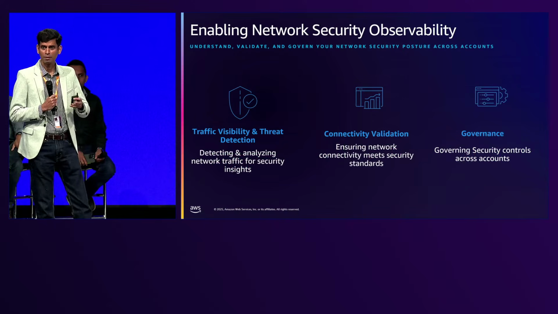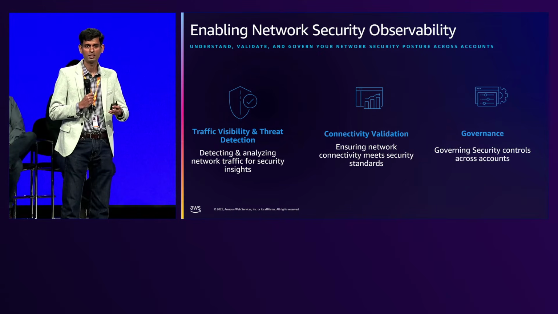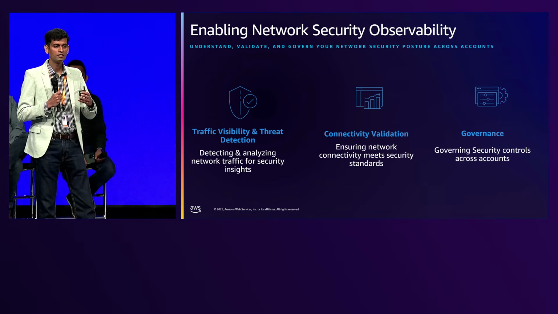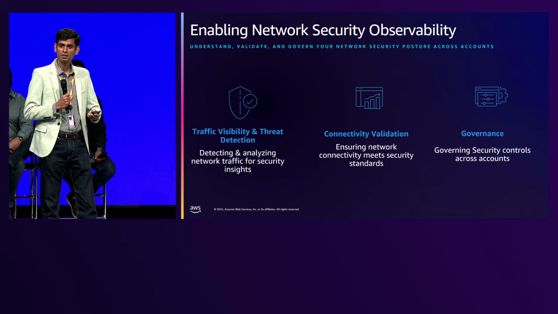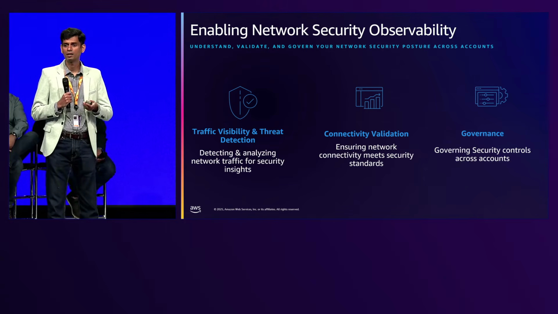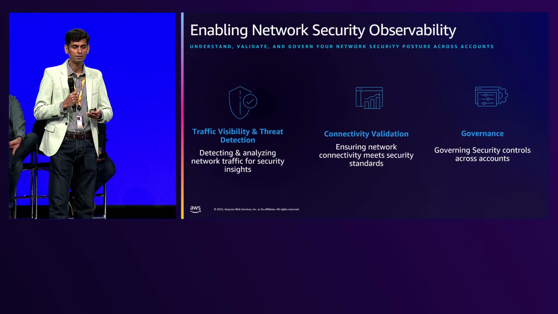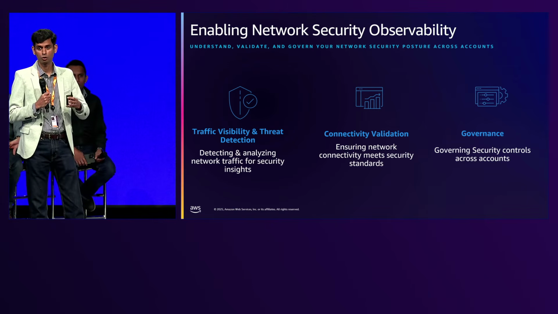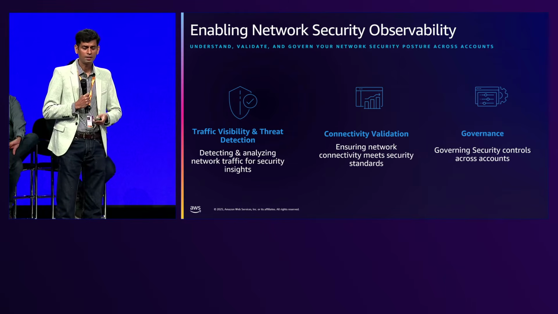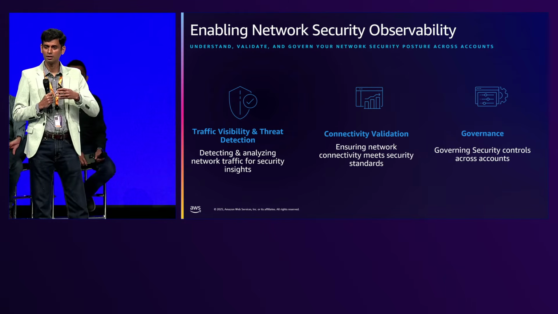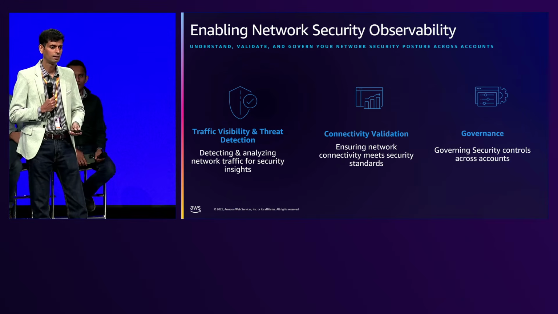So as your environment expands, one of the things that you need to look at is from a perspective of traffic visibility. Are you able to get those insights from a security standpoint by looking at your network traffic? The other thing is, are there connectivity paths within your environment which might not be intended as per your security requirements? And are the connectivity paths which are supposed to work working as required? And the third point is with respect to the governance. With so many security controls that you put across your accounts, how can I govern them in a centralized place?